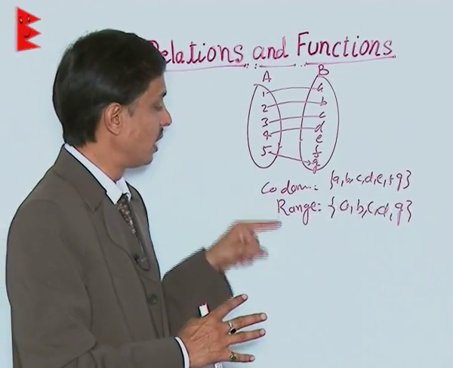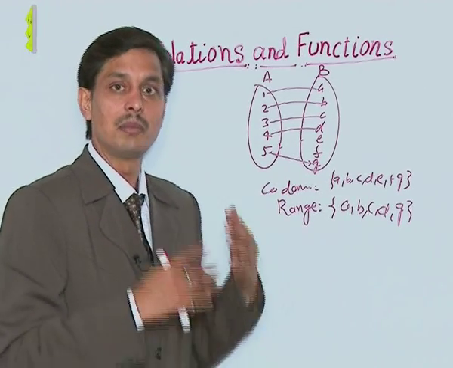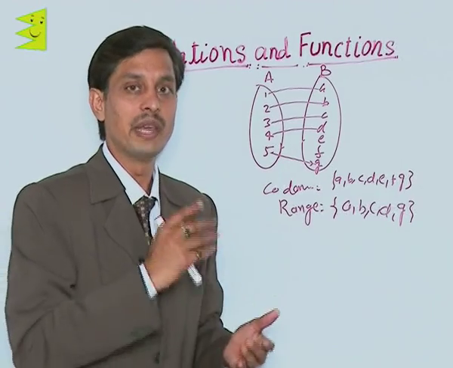In case the range and codomain are equal, then a different name is given, which will be explained to you later.